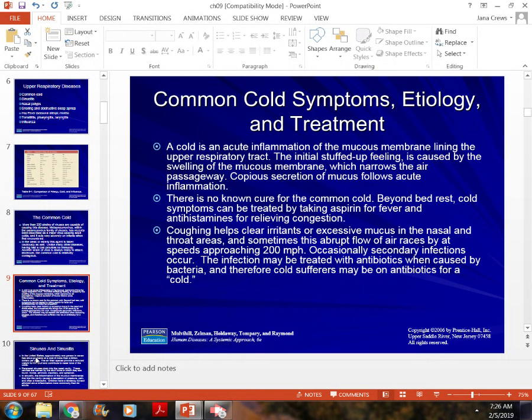Common cold symptoms: usually it's an acute inflammation of the membrane lining, so we can have a stuffy, runny nose. We can feel tired. We can have weakness, cough, congestion, runny nose, watery eyes.